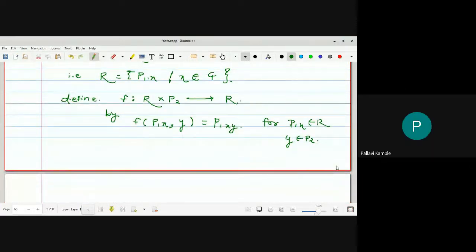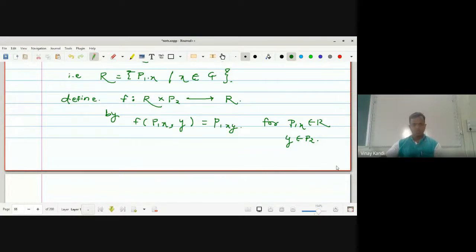Now we have to show that this function is a P2 action on R. We have to show that R is a P2-set. We prove that a set X is a G-set if the function X cross G to X satisfies two properties. So here we have to show that this is a G-set, that means here R is a P2-set. For this, we will prove the first statement.